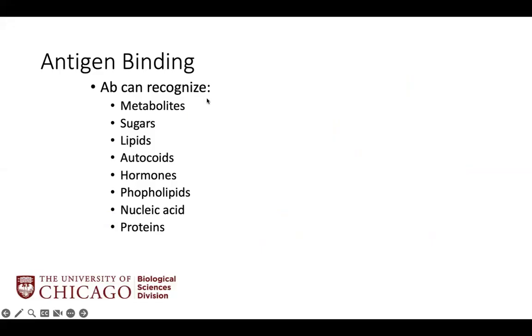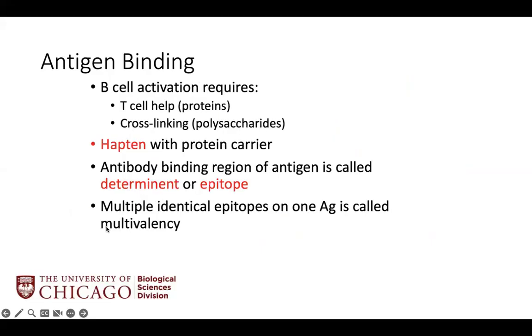So antibodies can recognize several different things. They can recognize metabolites, sugars, lipids, autocoids, hormones, phospholipids, nucleic acid, but they most strongly recognize proteins. And proteins, when I think about it, are clinically one of the most important, particularly when we are working up immune deficiency. We look at how it is acting against proteins. But of course, we go back and we also try and figure out how it's working against polysaccharides as well.